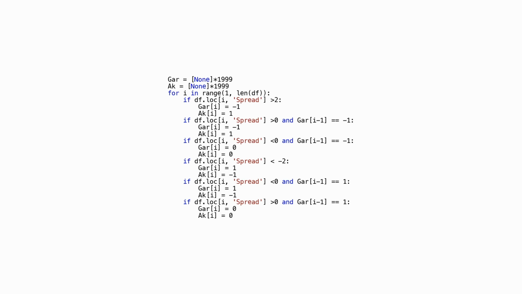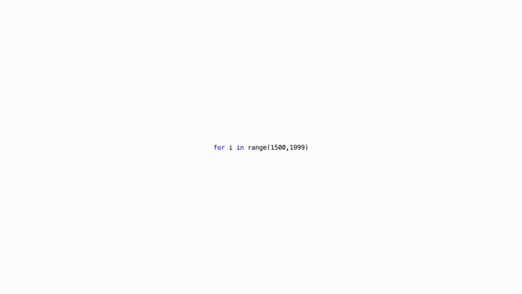Ultimately, this code is used to analyze and store data from a data frame into the GAR and AK lists based on different conditions for further analysis and calculations. This code is a loop that iterates through a range of numbers from 1500 to 1999. It first checks the value of an unknown variable GAR at the current number in the range.